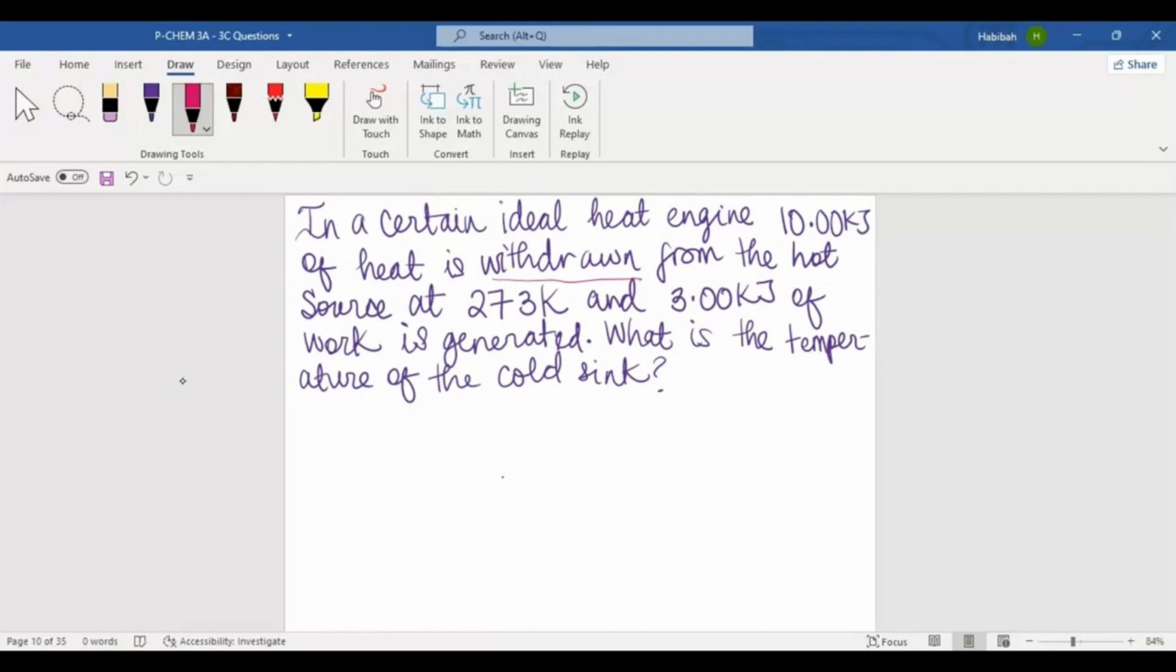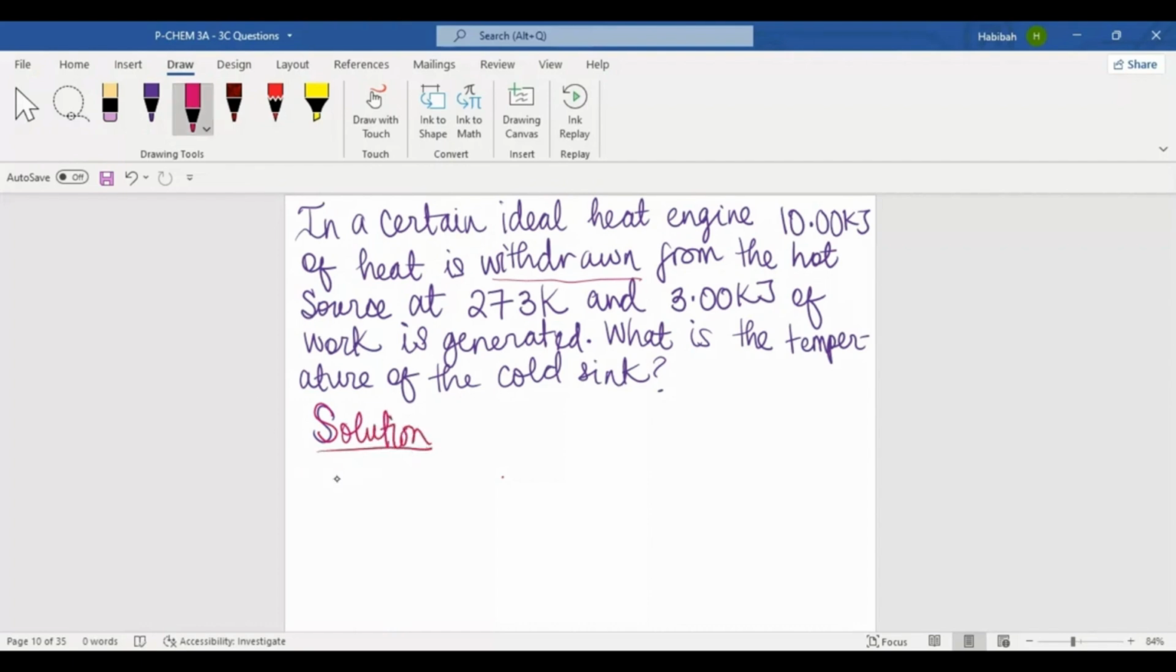Salam and welcome. So today we're going to be working on the question on the screen that says, in a certain ideal heat engine, 10.00 kilojoule of heat is withdrawn from the hot source at 273 kelvins and 3.00 kilojoule of work is generated. What is the temperature of the cold sink? The first thing you have to know is this. Let me write out the solution. You have to write out the parameters.